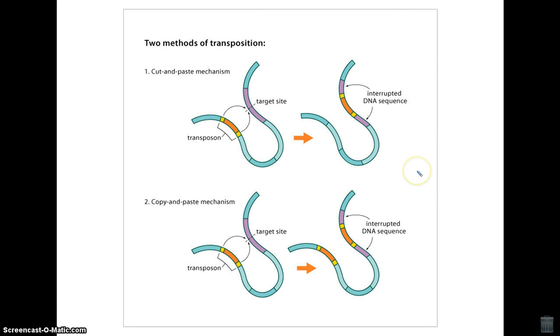And there's basically two methods of transposition. The first is cut and paste, number one here on the top, and in this case the transposon basically cuts itself into a new target site, pastes, and it has jumped, it has moved to a new area on the DNA. The other is a copy and paste mechanism. So here the transposon copies itself into the target site and leaves the original copy behind. So now it has basically replicated itself, and we now have two copies of that transposon in the same genome.